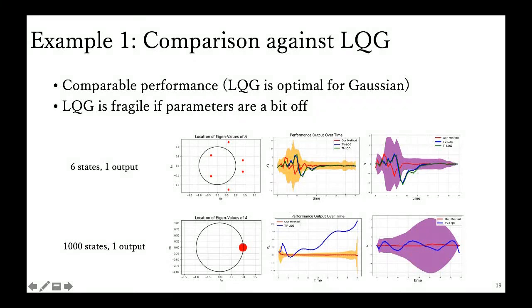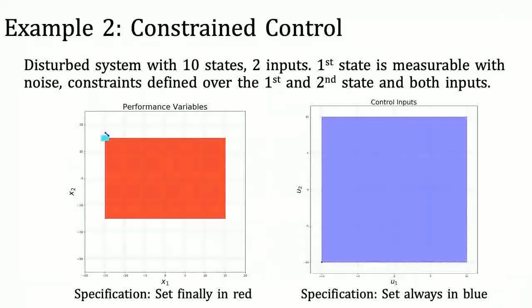In the pictures here, you see the poles of the systems that were randomly generated. As you see, some of the poles are out of the unit circle, indicating the system was not stable. And the shaded areas on the pictures on the right are the reachable sets, the yellow for the performance outputs, which is the first state, and the purple one for the controlled inputs. As you see, the red one, which is our method, always remains in that set. And as it indicated, the sets are quite conservative.